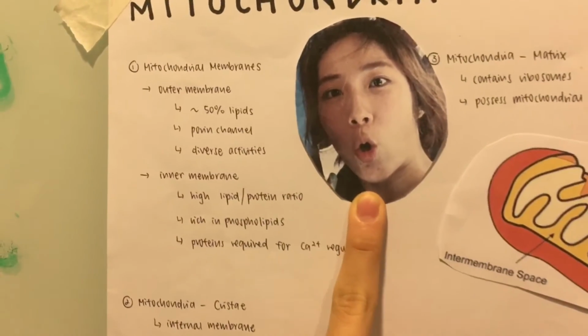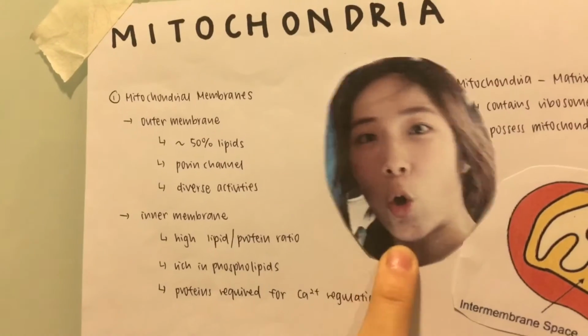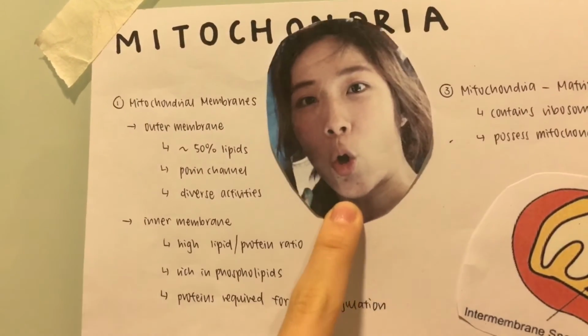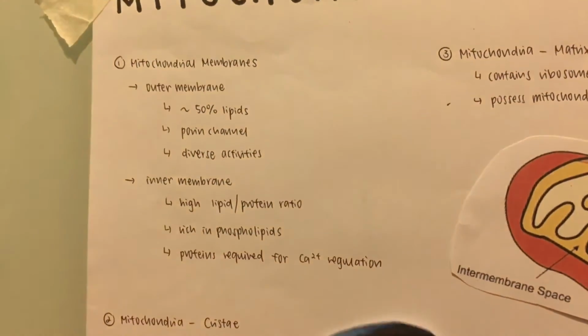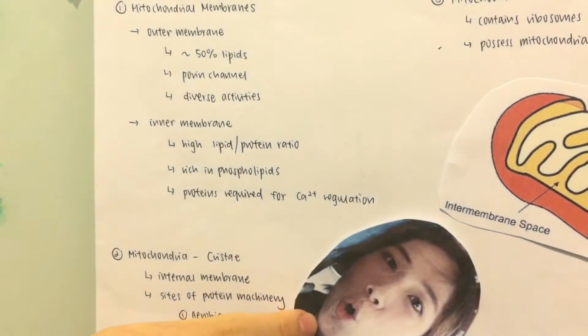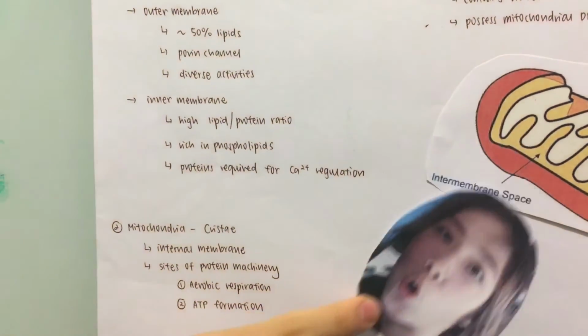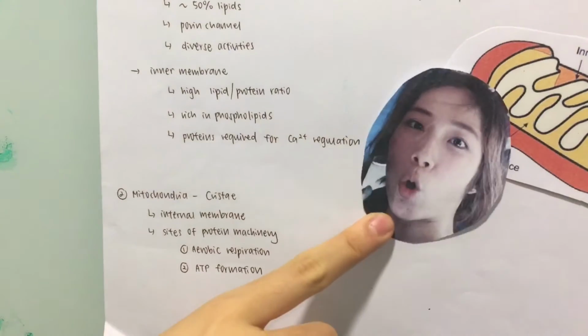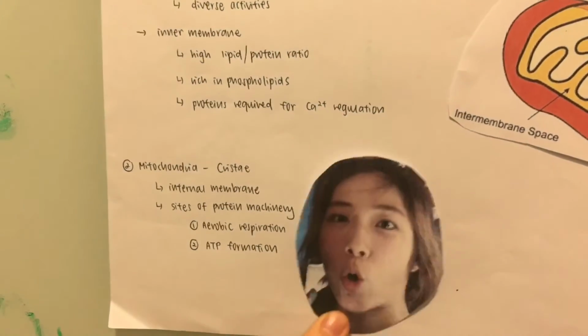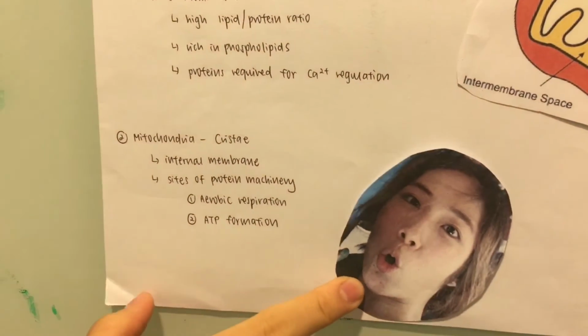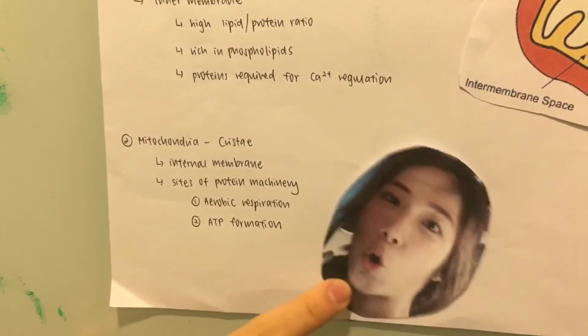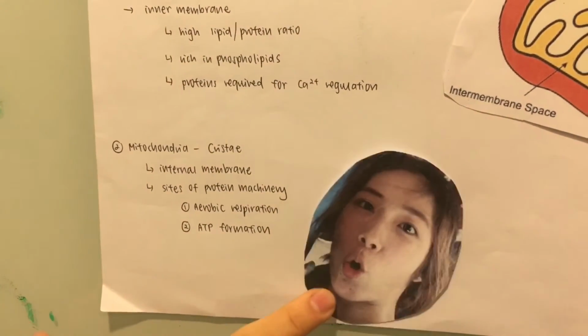The mitochondria's outer membrane is high in lipids, and it has porous channels that are portals to the key molecules in metabolism. On the other hand, its inner membrane is higher in proteins than lipids. The proteins are important in calcium-ion regulation. The cristae are the internal membranes, and they are sites of aerobic respiration and ATP formation.